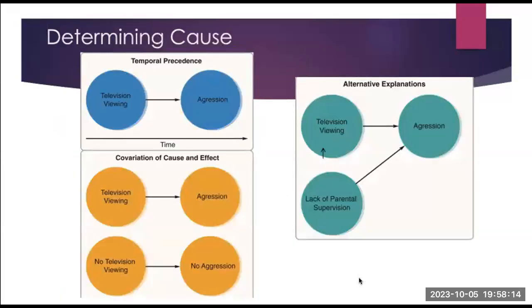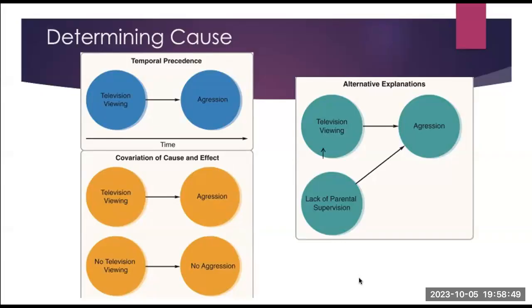So here's an example here. Remember, the purpose of having an experimental design is we want to determine cause. Remember, determining cause includes these three components. Temporal precedence. So if you look at the blue circles there, we're trying to establish that it's watching television that increases aggression, right? So in other words, you need to introduce or expose your participants to television viewing and then measure their aggression levels, right?